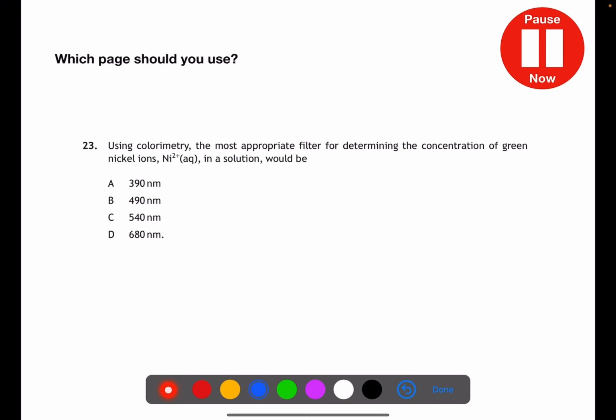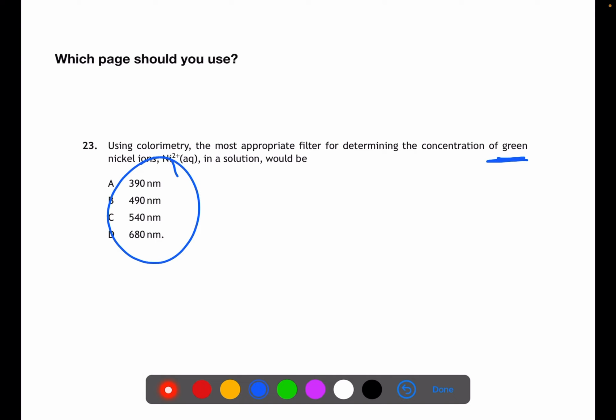Which page would you use for this question? Here we're looking at a colour for colorimetry, and we've been given some wavelengths in nanometers. This means you would want to use the colour wheel on page 19.